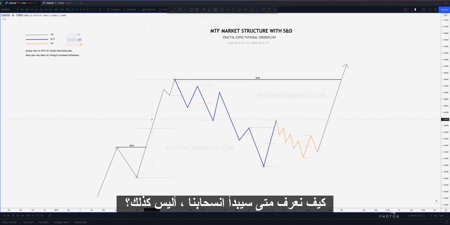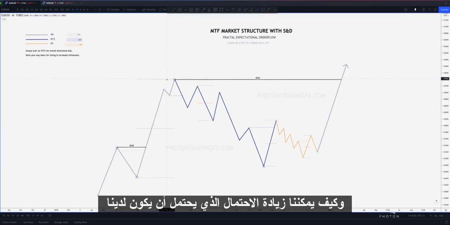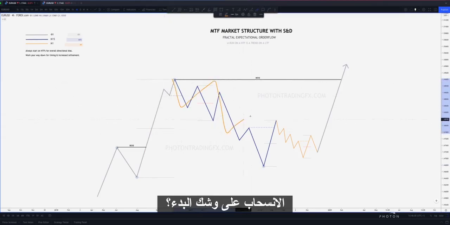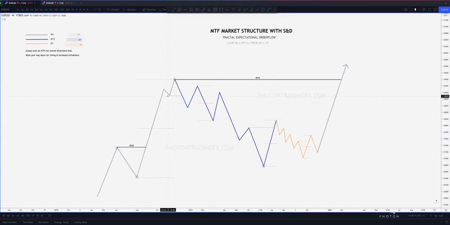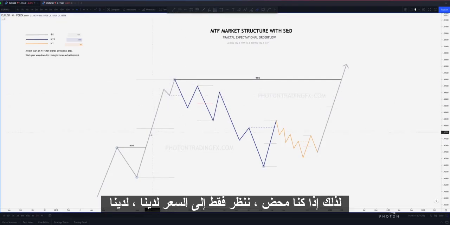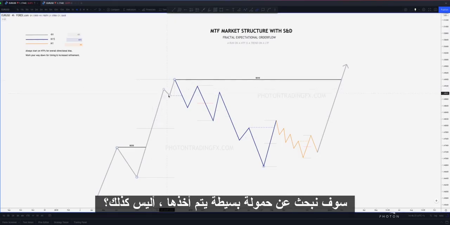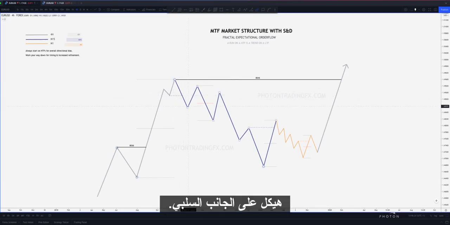How do we know when that 4-hour pullback is going to kick in, right? So how do we know when the swing run is over, and how can we increase the probability that that 4-hour pullback is about to kick in? Well, the first thing that we looked at was those changes of character. If we were purely looking at the 4-hour chart, and we weren't using multi-time frame analysis, what would we look for? We would look for a minor low to be taken, that minor break of structure to the downside.